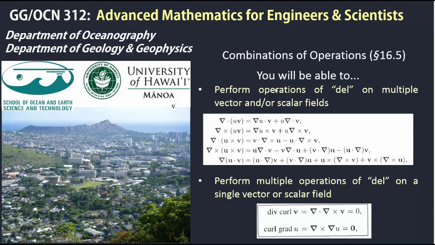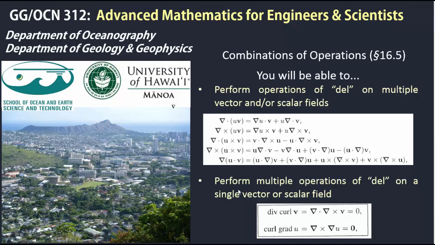And one of the first things you'll be able to do is to perform operations of del on multiple vectors or scalar fields. So for example, if we have a product of a scalar field and a vector field, you'll know how to take the divergence of it, the curl of it. You'll also be able to take the divergence of cross product and so forth. And the relationships between the left and right hand sides of these equations are known as vector identities. So if you go online and search for vector identities, you'll see a large number of these. And there's more in the textbook that you can refer to.